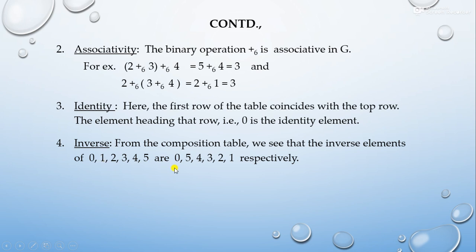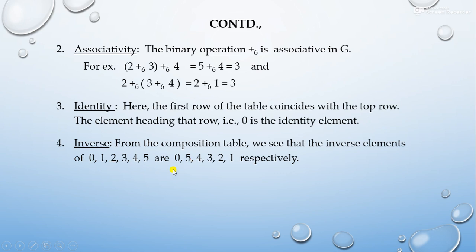When you add 1 plus 5, it is 6, but 6 is equal to 6, so we have to take the remainder term, that is 0. It means that when we add 1 plus 5, we get the identity. It means that 1 is the inverse of 5.